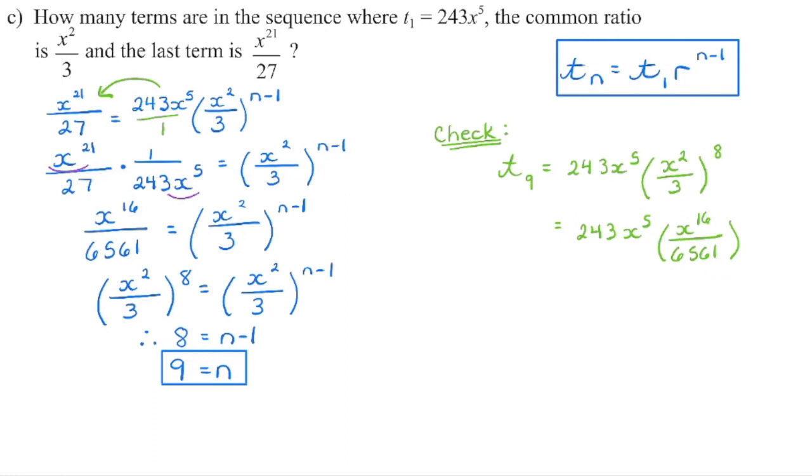Then I'm going to multiply powers with the same base, so we're going to add those exponents together. This is a denominator of 1. 1 times 6,561 is still 6,561. And then these both divide evenly by 243, so we can divide those to reduce the fraction. In the end, the 9th term, which is the last term in this particular sequence, is x to the power of 21 divided by 27, which is what we were given. So we know we got the correct number of terms.